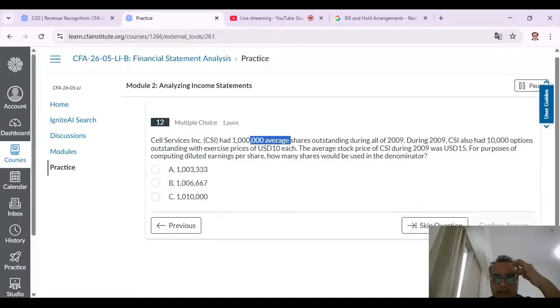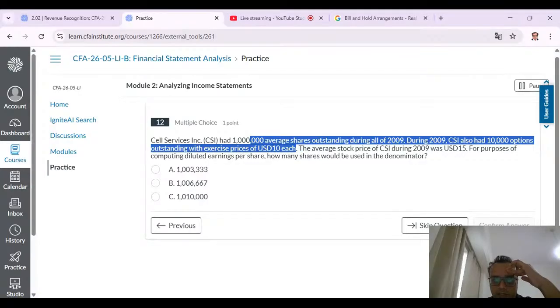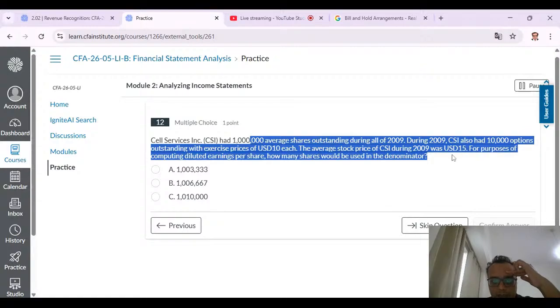Call service had 100,000 average shares outstanding during all of 2009. CSI also had 10,000 options outstanding with exercise price of 10 USD. The average stock price of CSI during 2009 was 15. Average stock price was more than your exercise price. For the purpose of calculating diluted EPS, how many shares would be used in the denominator?